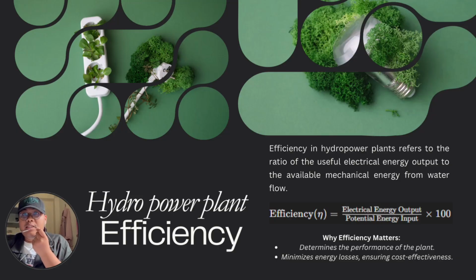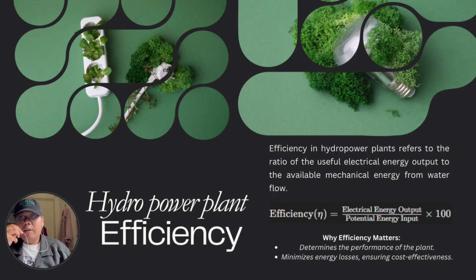Next, we want to discuss the hydropower plant efficiency. Efficiency in a hydropower plant refers to the ratio of the useful electrical energy output to the available mechanical energy from the water flow. From the equation here, we can see that efficiency is equal to the electrical energy output over the potential energy input, times 100, so that we will get the efficiency of the power plant.